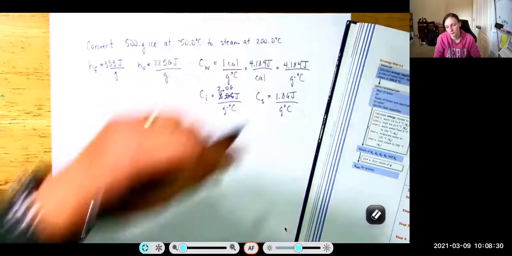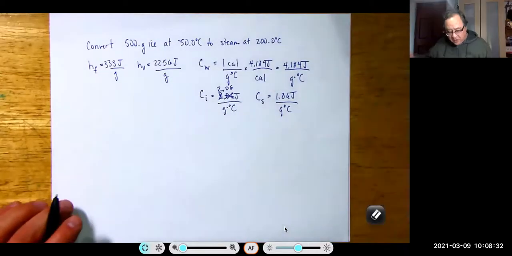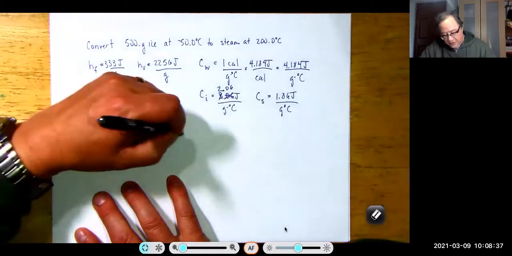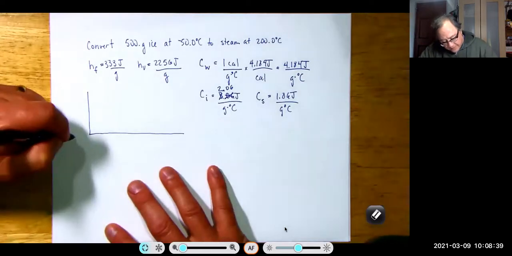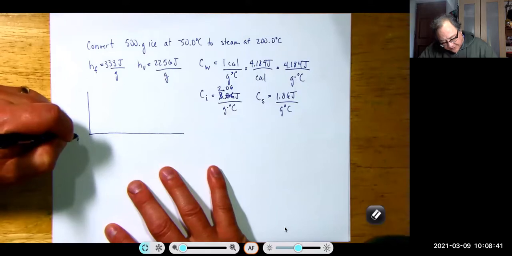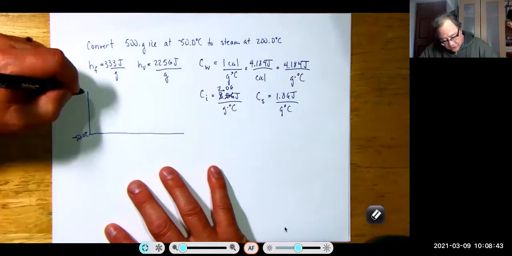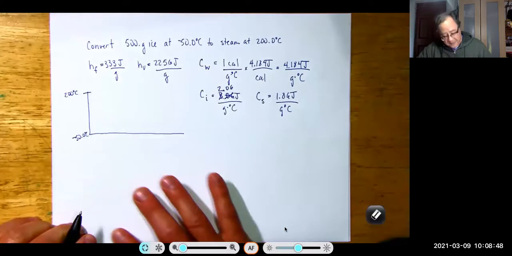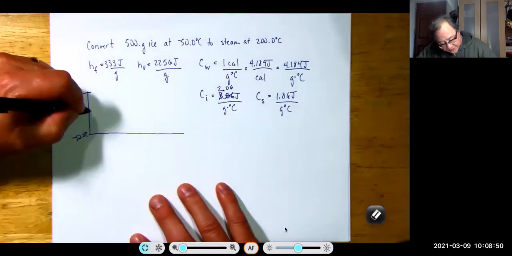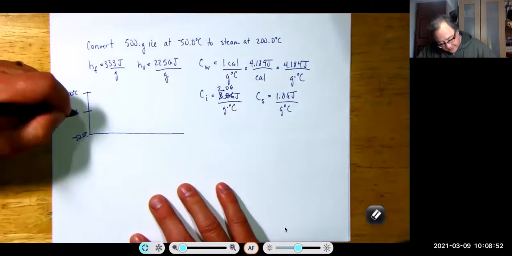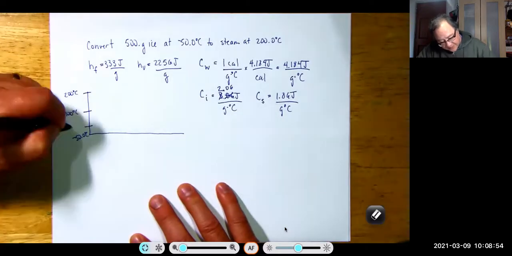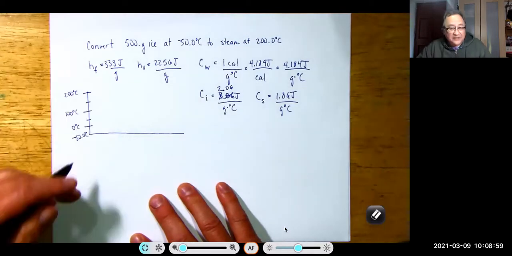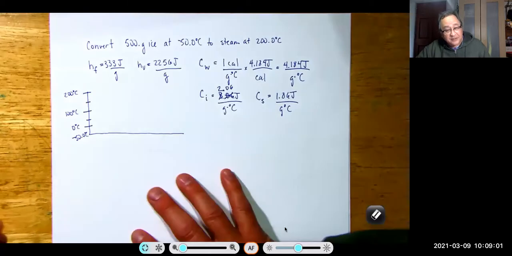Yes. Okay, I'm going to draw a very small little diagram here that goes from negative 50 degrees Celsius to 200 degrees Celsius. And 100 degrees Celsius is about right here. And 0 degrees Celsius is about right here. So each of these is about 50. Not really to scale or anything like that, just so that we can see what's going on, okay?